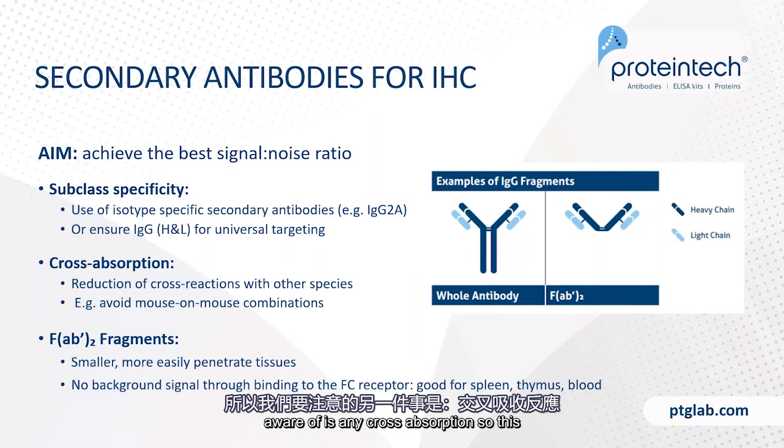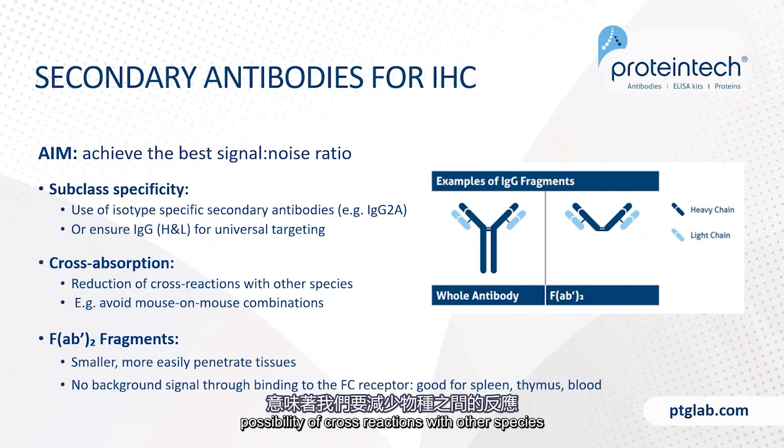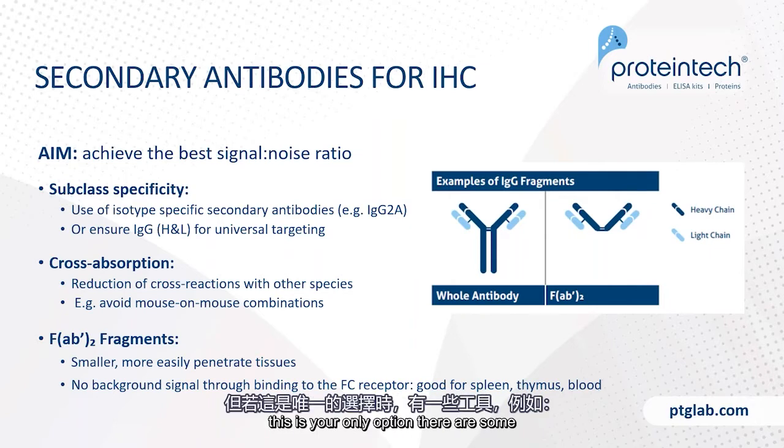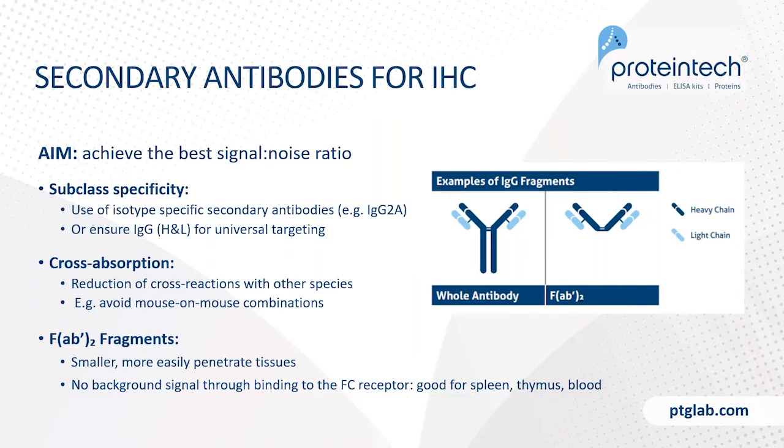This means that we want to reduce any possibility of cross-reactions with other species. For example, we want to try and avoid any mouse-on-mouse combinations. That would be, for example, using a primary antibody raised in mouse on mouse tissues. However, if this is your only option, there are some kits out there, mouse-on-mouse staining kits, that will reduce any background noise that you might see.